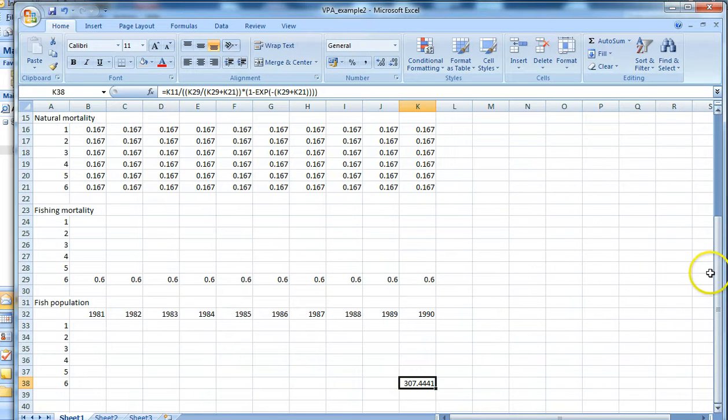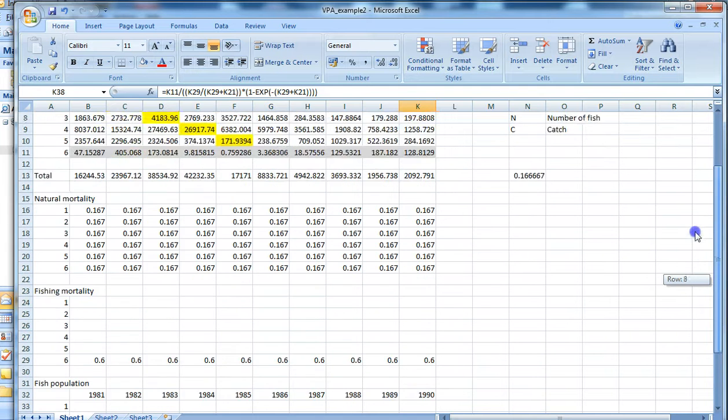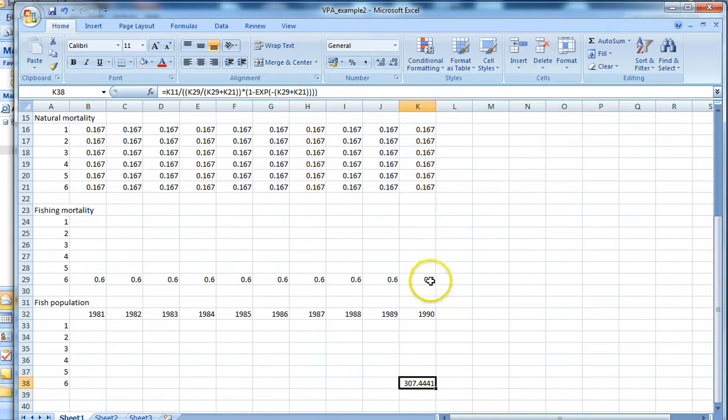307. I think that's right. Okay, so that's worked out. We can test that, because if we increase fishing mortality, what happens to that? It goes down. That's okay. 0.6, 0.2. Just mess about really. 0.6.